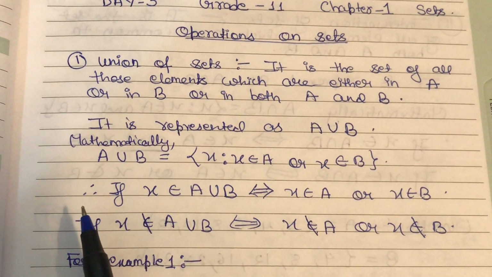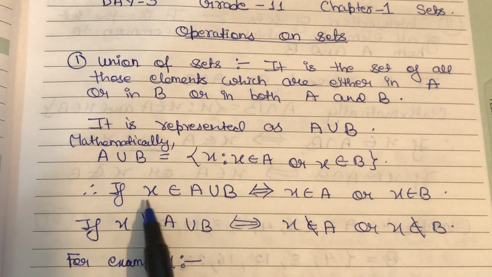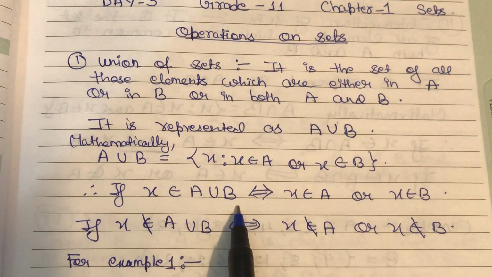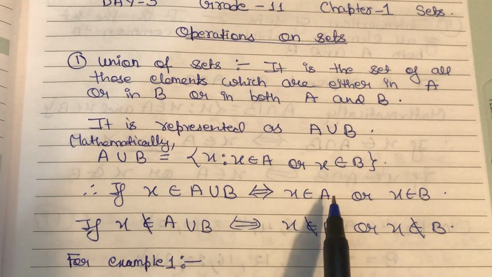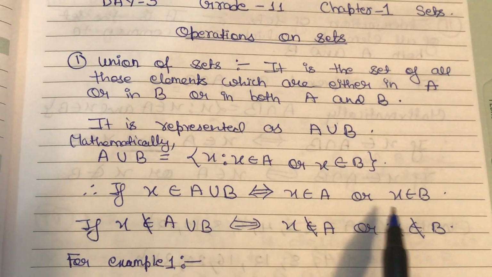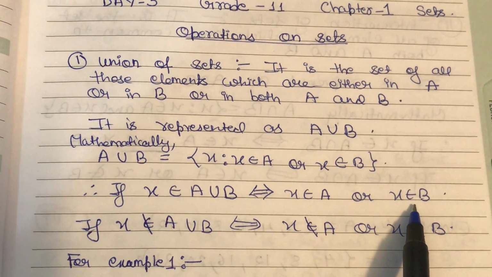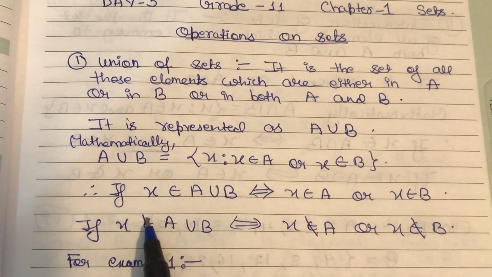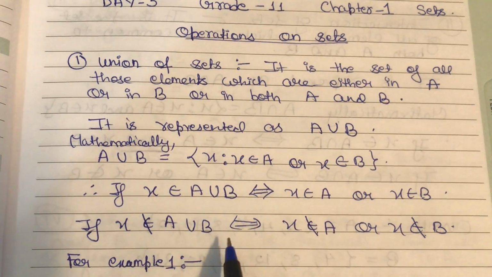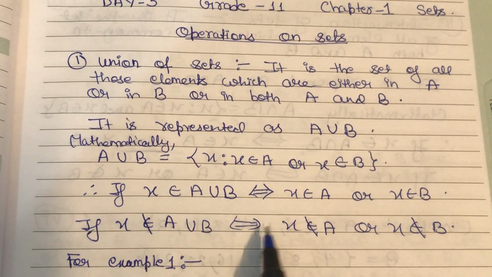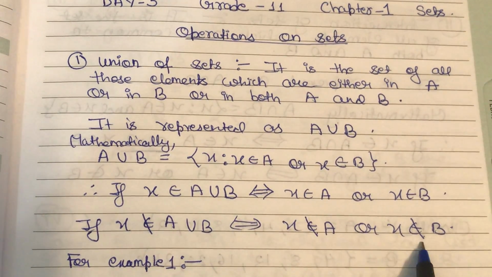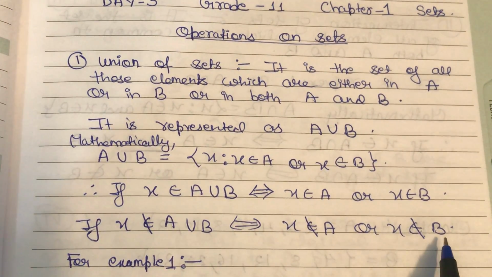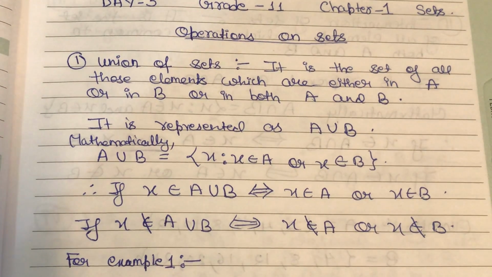Once again I am repeating, if X belongs to A union B, then X belongs to either A or B. If X doesn't belong to A union B, then it means X doesn't belong to A and X doesn't belong to B. Let's understand this from the following example.